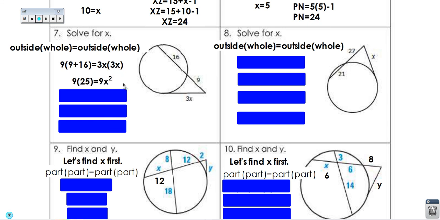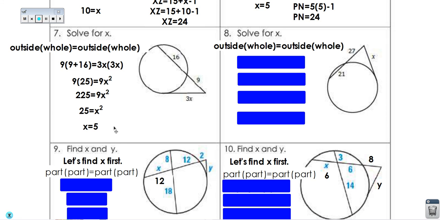Which gives us 9 times 25 equals 9x squared. Multiply that out, and then divide it by 9. We're going to need to square root here, so square root on both sides, and that should get you x equals 5.